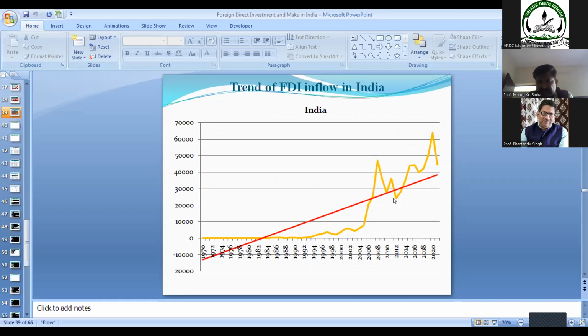We can see the rate of FDI is increasing after 2004, but in 2008 FDI inflow in India started declining due to the global financial crisis. Again, it started declining due to the COVID period in 2019.